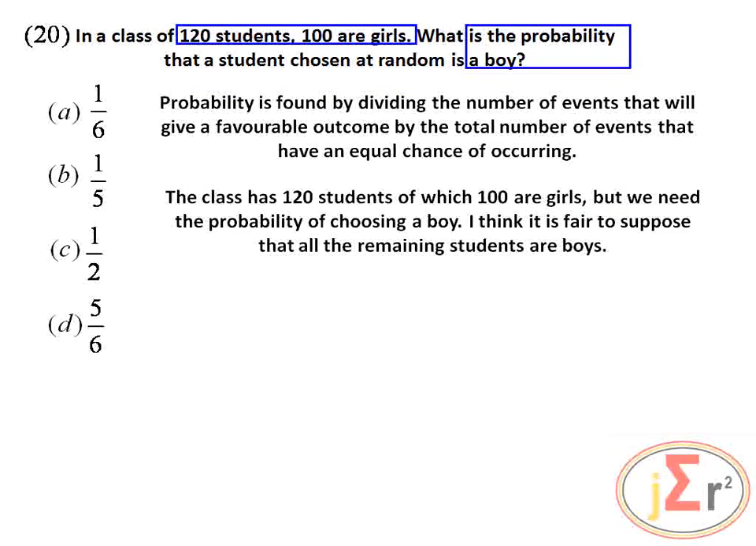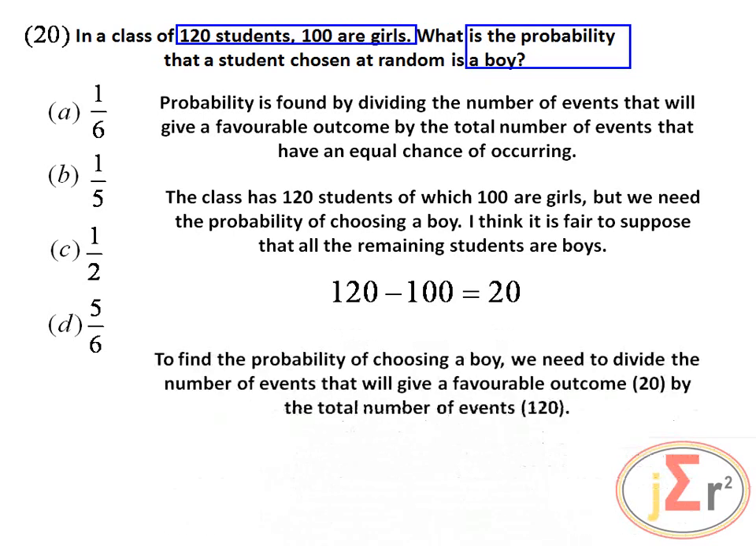The class has 120 students, of which 100 are girls. But we need the probability of choosing a boy. I think it is fair to suppose that all of the remaining students are boys. Therefore, we say the number of boys will be the total number of students minus the number of girls. That will give us 20, the number of boys.